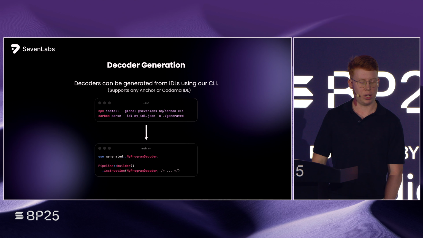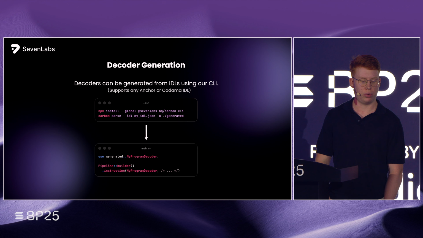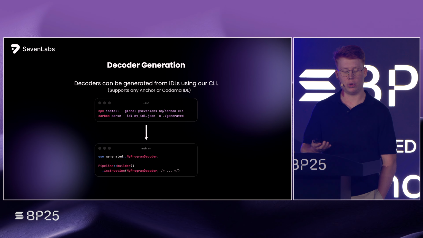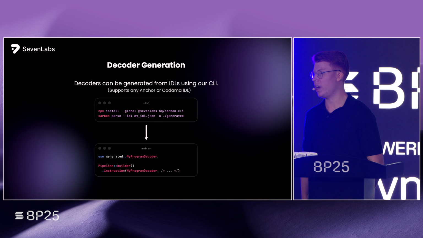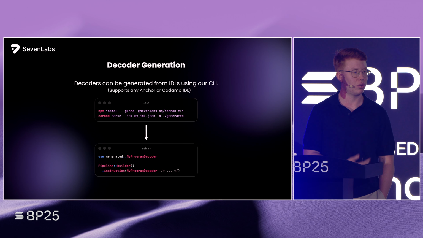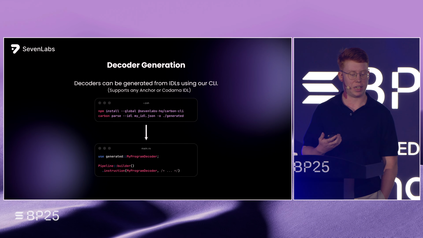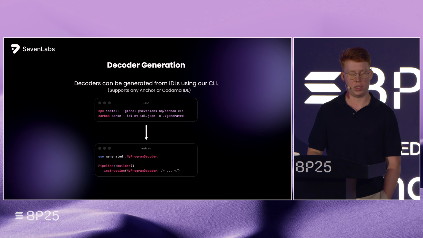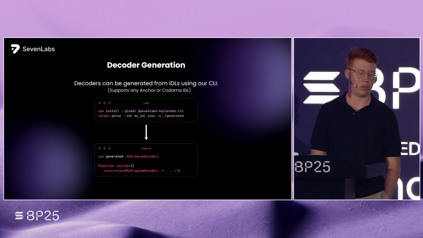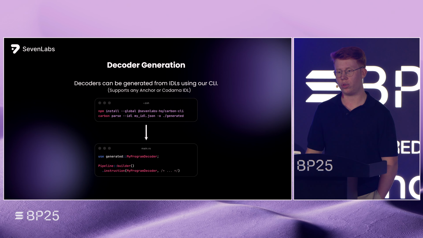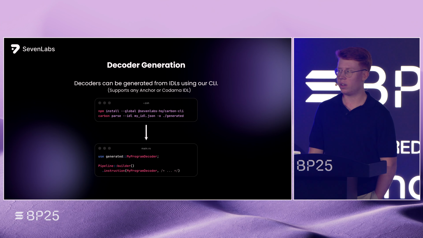What you can do, and what most people should do, is actually use the CLI. So the CLI works with any IDL. So we support Anchor and Codama IDLs, and it will basically generate the whole decoder implementation from that IDL. That means you can then just import the code that's been generated and add it as an instruction or account pipe, and you'll have all of your decoded account or instruction updates for your program directly flowing to your pipeline.